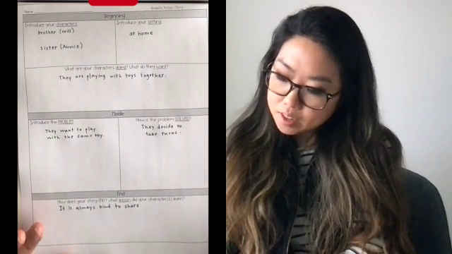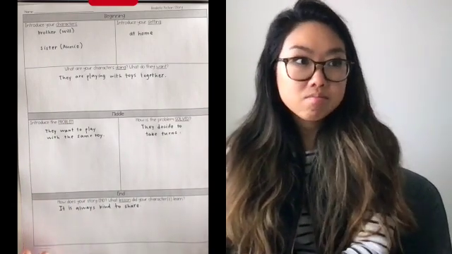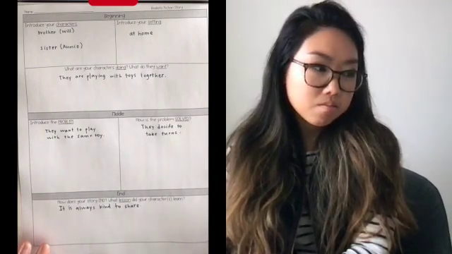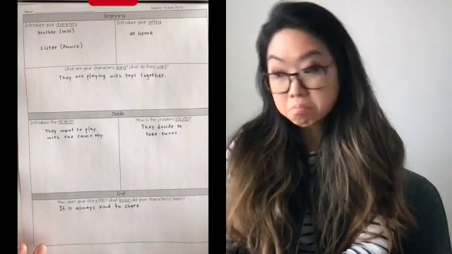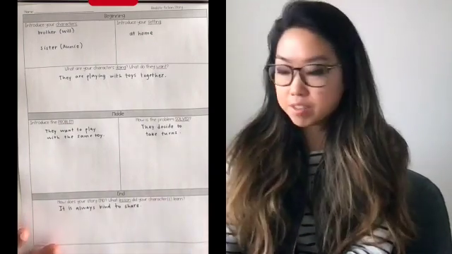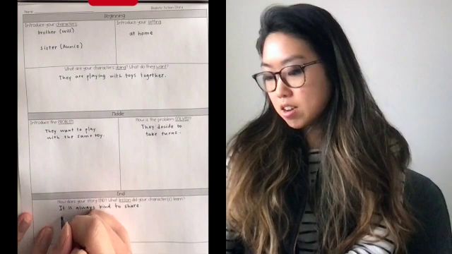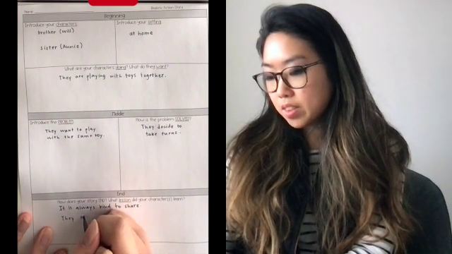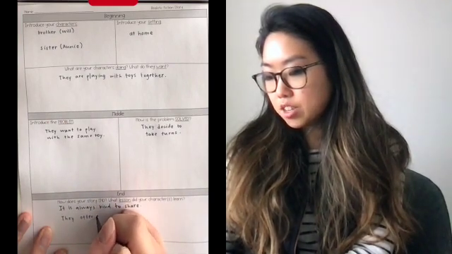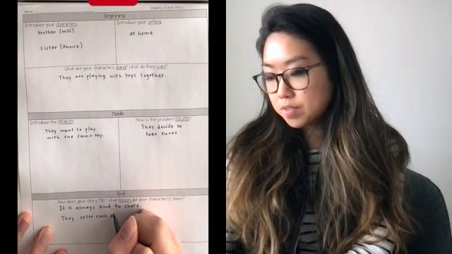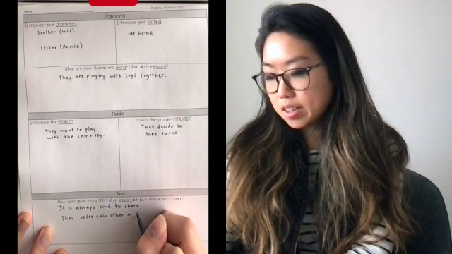And maybe it ends by them offering each other a snack. Sounds like something that could happen in real life. They offer each other a snack.